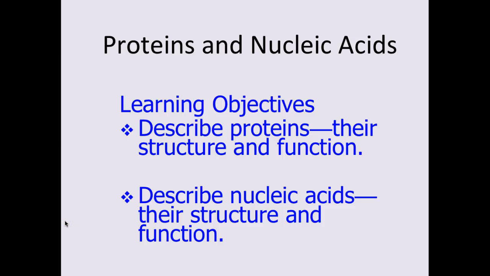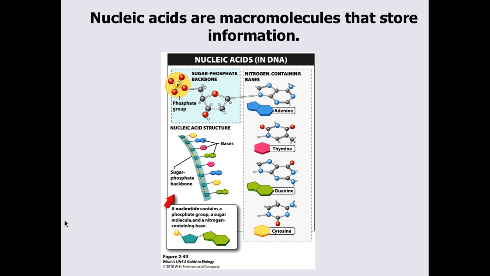And so the final portion of the macromolecules, having already looked at carbohydrates, lipids, and proteins, are now the nucleic acids. Nucleic acids are macromolecules that store information, specifically genetic information. There are two different varieties of the nucleic acids.